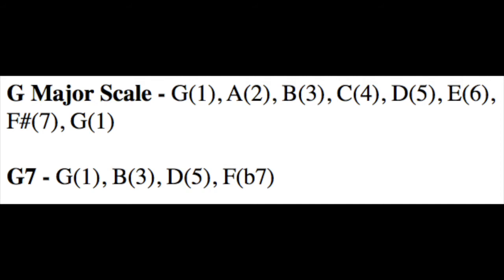Okay, let's find one more. Let's do G7. So we have G is 1, A would be 2, B natural is 3, C is 4, D natural is 5, E natural is 6, F sharp is 7, and then G. So we're going to take 1, G, 3, B, 5 would be D. Then that 7th scale degree down a half step, instead of F sharp, now we have F natural. So you put all that together, and you get a G7 chord.